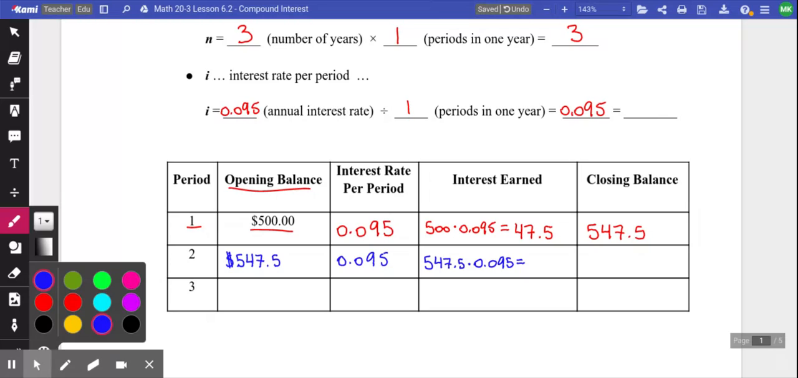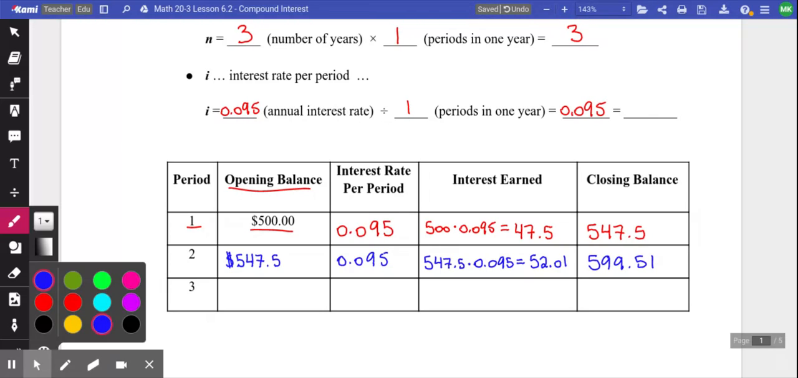547.5 times 0.095, $52.01. To figure out your closing balance at the end of 2 years, we need to add that 52.01 plus my opening balance of 547.5 to get a total amount of 599.51. That is how much is in this account now after 2 years.